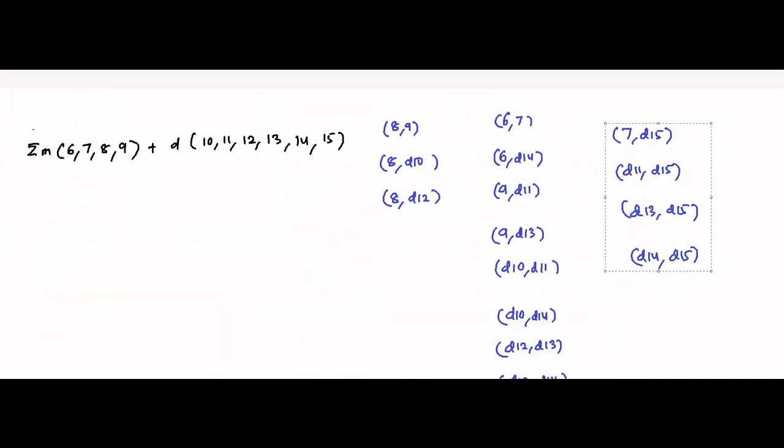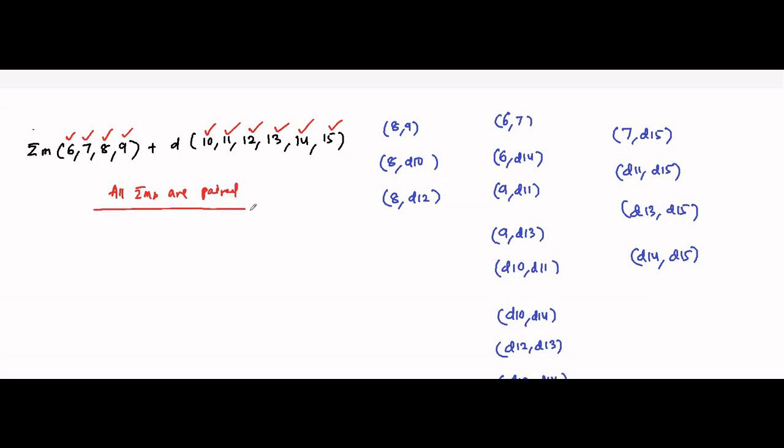Okay, we have to compare these minterms with the minterm pairs to see if any one of them has missed out on pair formation. So here 8, 9 is present here, so we'll tick mark it. 8, D10, whether it is don't care here, but still we'll tick mark it. 8, D12, then 6, 7, then 6, D14, yes, 9, D11, D11. Then D13 here, then D15 here. So all the minterms are paired, they're involved in pair formation.